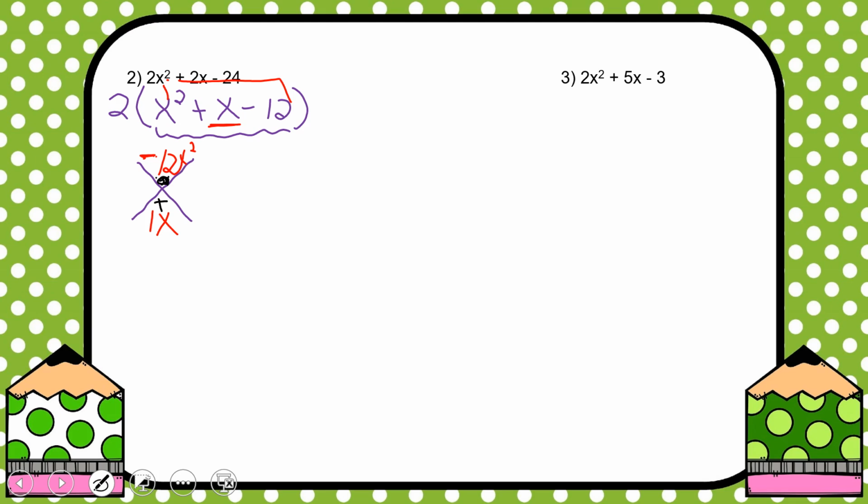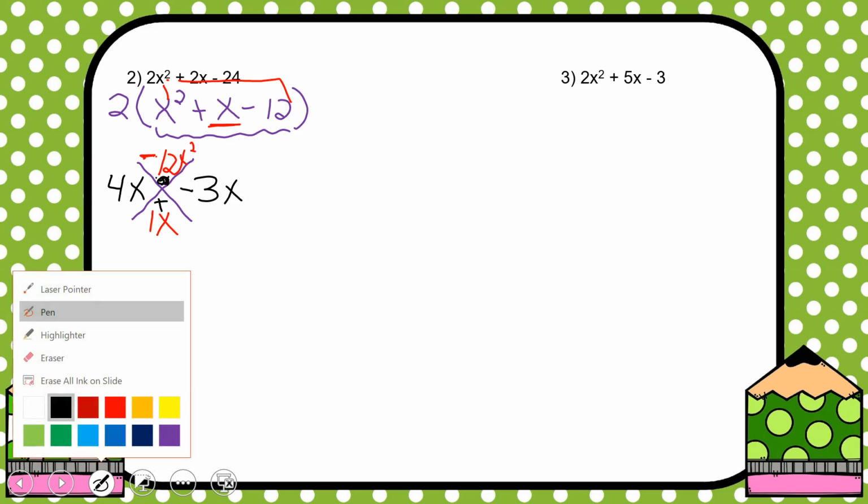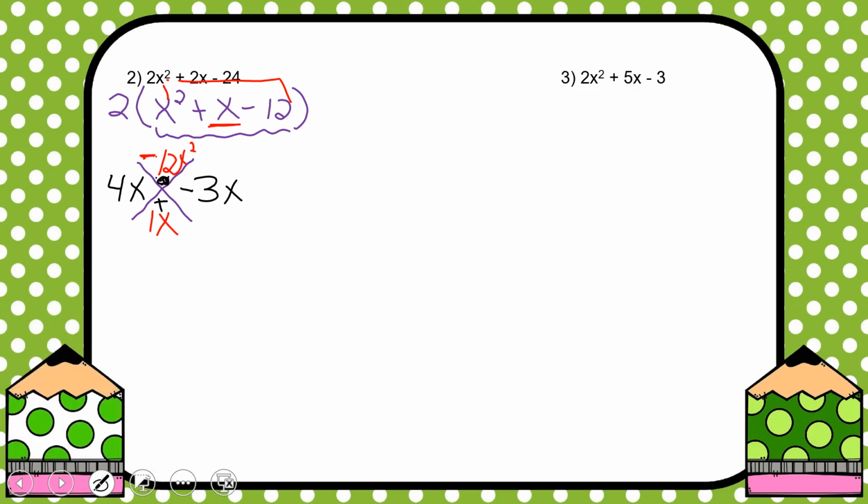What I can do is take a 4x and a negative 3x. If I multiply those together, that gives me a negative 12x squared. And if I add them, that gets me a 1x. So now I need to factor by grouping.